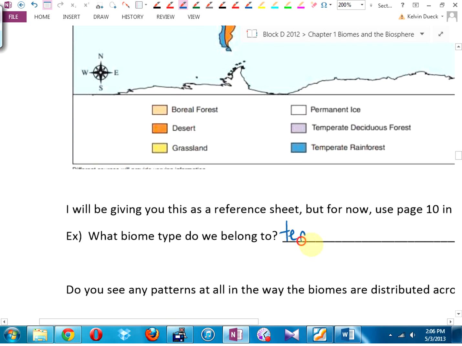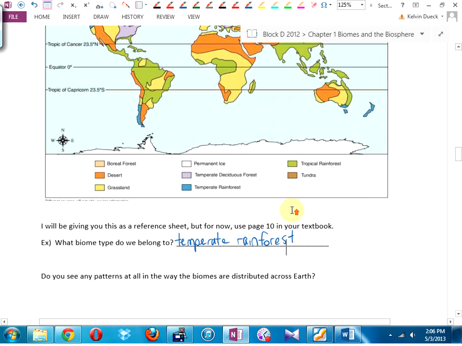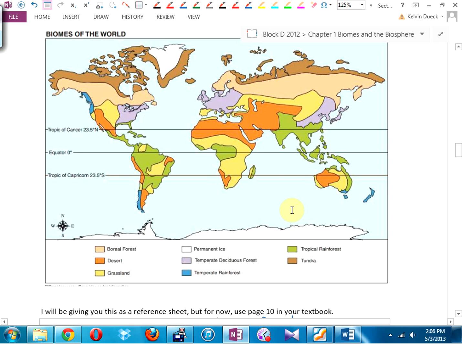Temperate rainforest. By the way, do you see lots of temperate rainforests on the planet? We are one of the smallest biomes. Where else do we occur? Okay, bottom of South America, which you'll notice is roughly the same distance from the equator south that we are from the equator north, which may suggest our latitude plays a role.